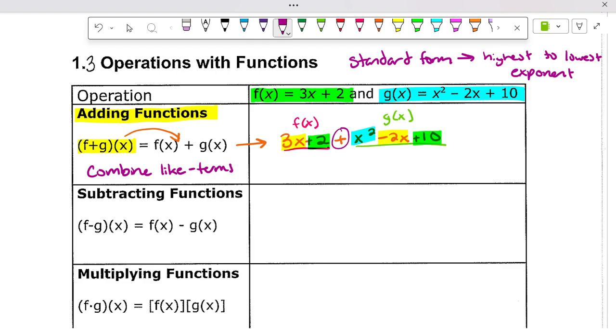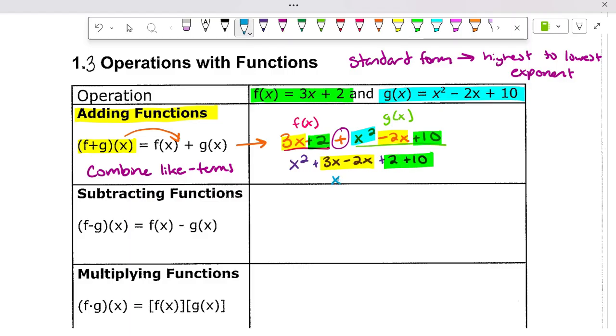So what term would come first if I want the highest exponent? X squared. Now, since x squared doesn't have anything to combine, we're just going to bring it down. What comes next? The x's or the constants? The x's. So I'm just going to rewrite 3x minus 2x. And then my constant, so plus 2 plus 10. And then I'm going to combine these two and these two.